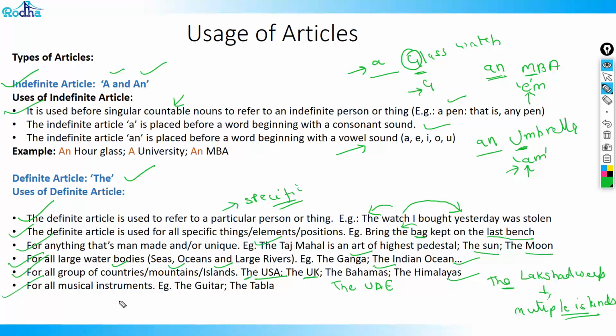Another major use of the is for all musical instruments. If you look at musical instruments, we will typically always precede them with the definite article: the guitar, the sitar, the violin, the tabla, and so on and so forth.